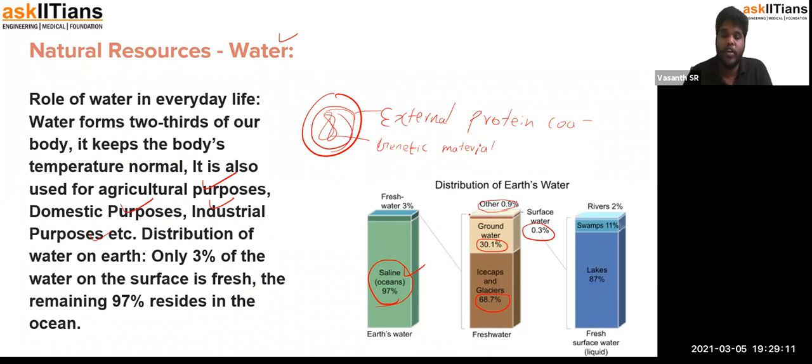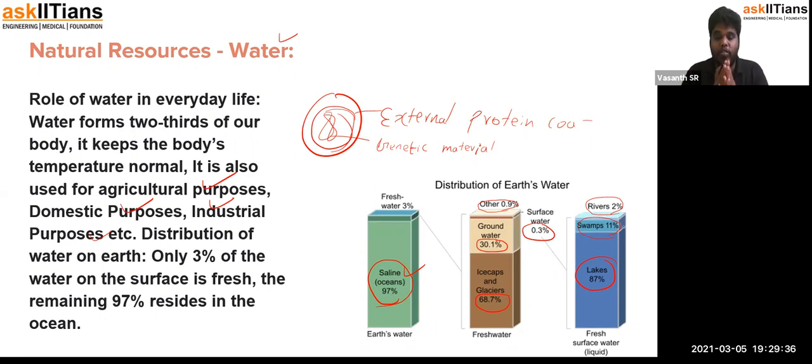Okay, now when we talk about the fresh surface water, which is 0.3%, in that the lakes involve 87%, swamps involve 11%, and rivers just involve 2%. Why rivers only 2%? Because they are not going to hold water. They are just going to be a passage in which the water runs. So that's what you should always remember. Okay, so this is how the distribution of water will be.